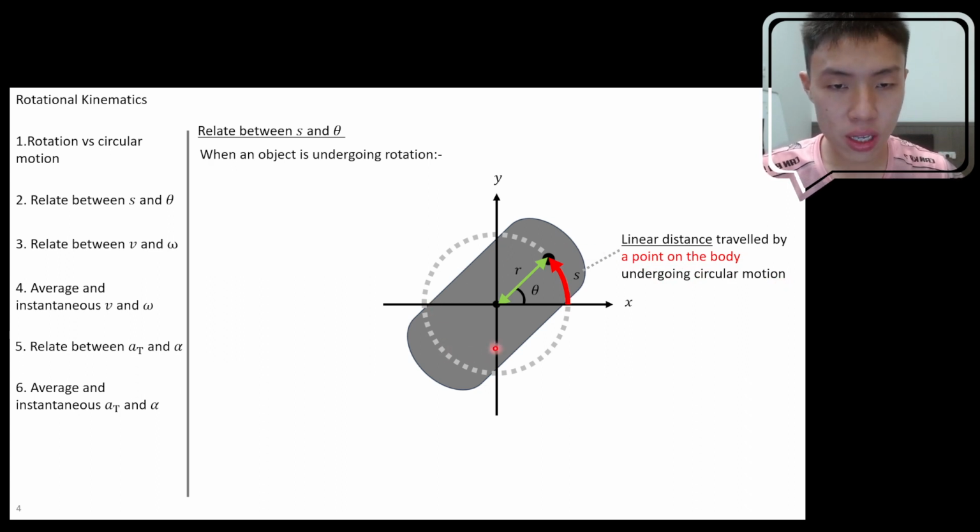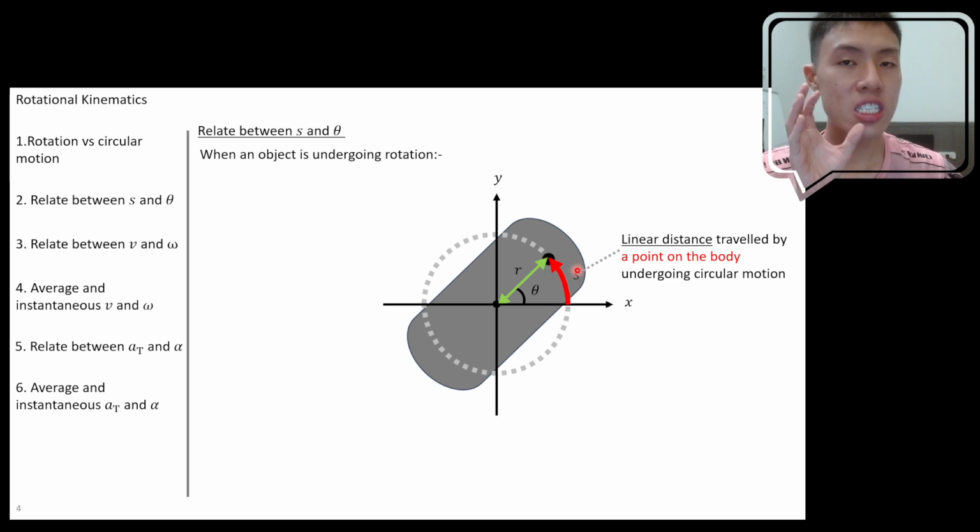Any point on the body is undergoing circular motion. No matter whether it's a point far away or a point near the axis of rotation, all points on the rigid body are undergoing circular motion. S is specifying this particular point on the body: the linear distance traveled by this point. It's not by that point or that point, but by this particular point, how much distance it has traveled when undergoing circular motion. That is S. It's referring to a specific point on the body.